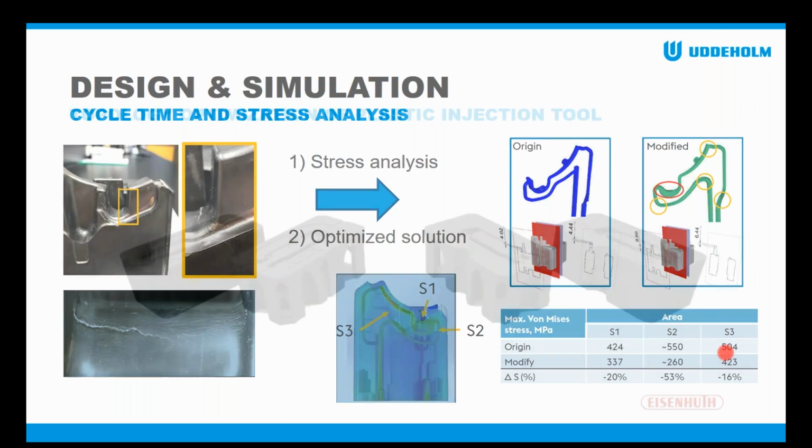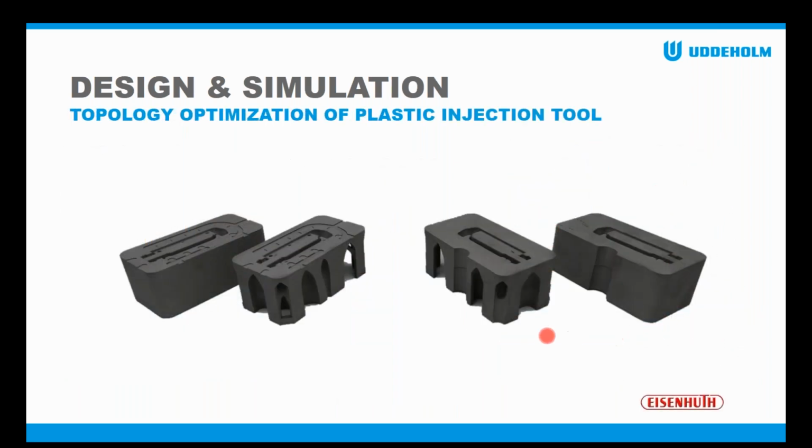And if you want to take it one step further, then this is a quite complicated case where we have implemented topology optimization in the tool. So these two in the middle, they are topology optimized, where you can see a lot of material is missing compared to the 2 tools on the outer side right here. So I will go through the process shortly. I will just show you the application first.